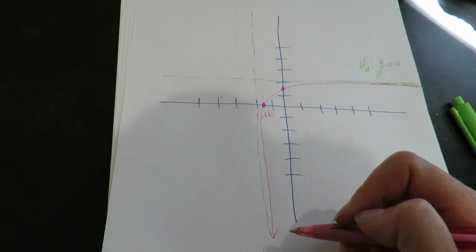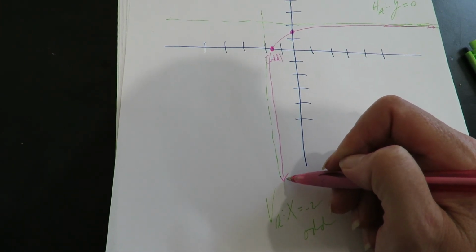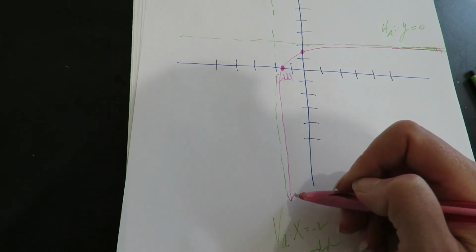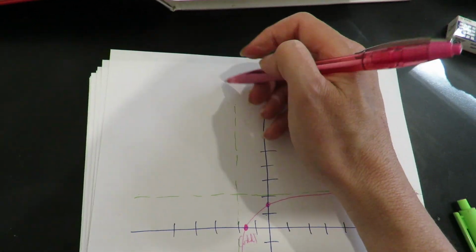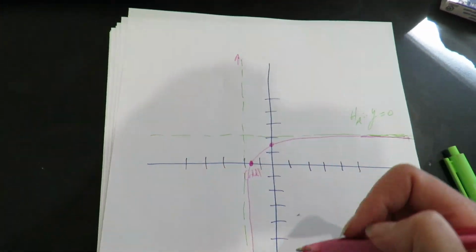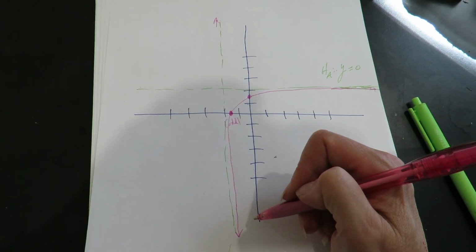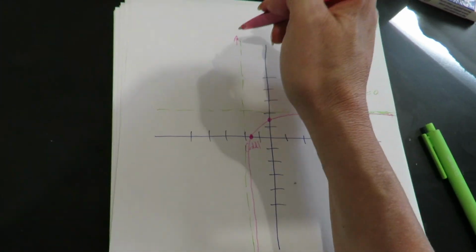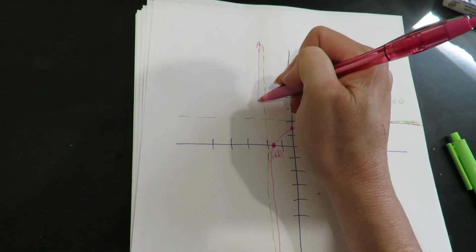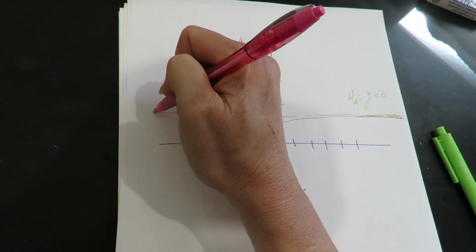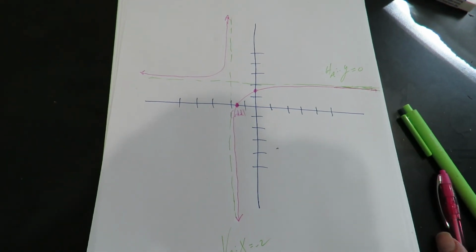All right, now this guy's odd, which means that if I'm going south on the right side of this VA, then on the left side of this VA, I have to be going north, because that's what odd means. On one side, I'm going south. On the other side, I'm going north. And again, we don't cross any of the VAs, so it's just going to sit in here like this. And that's the answer.